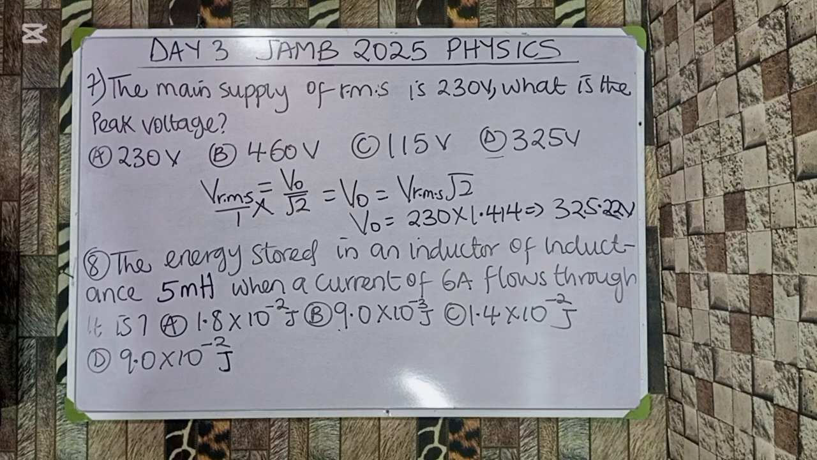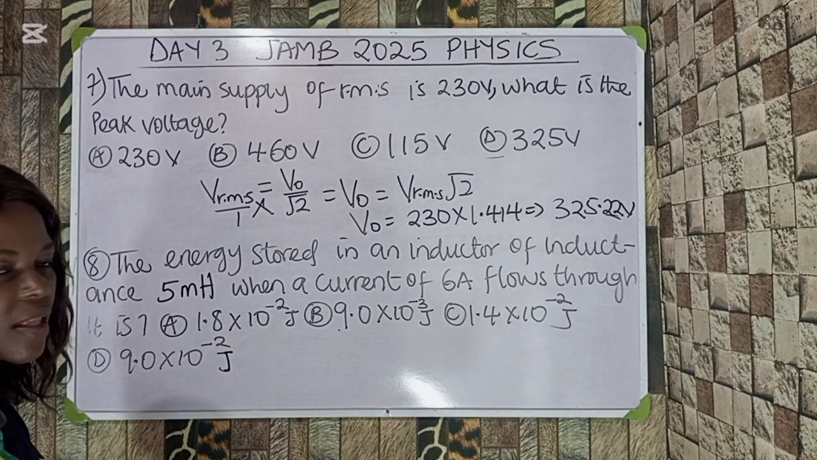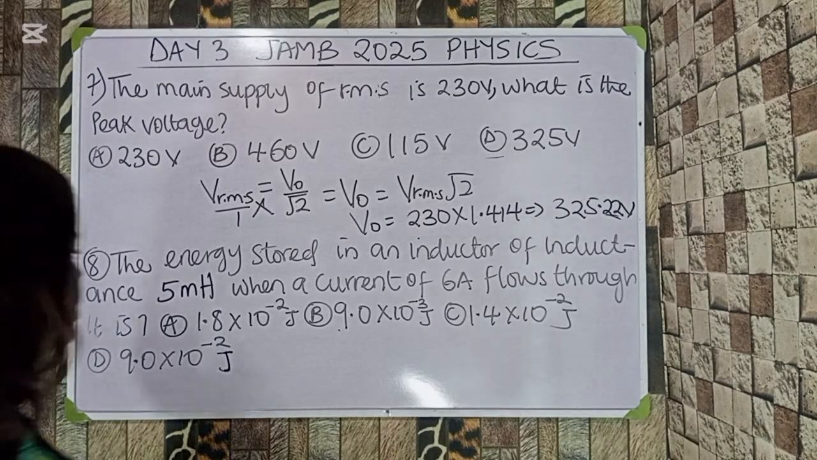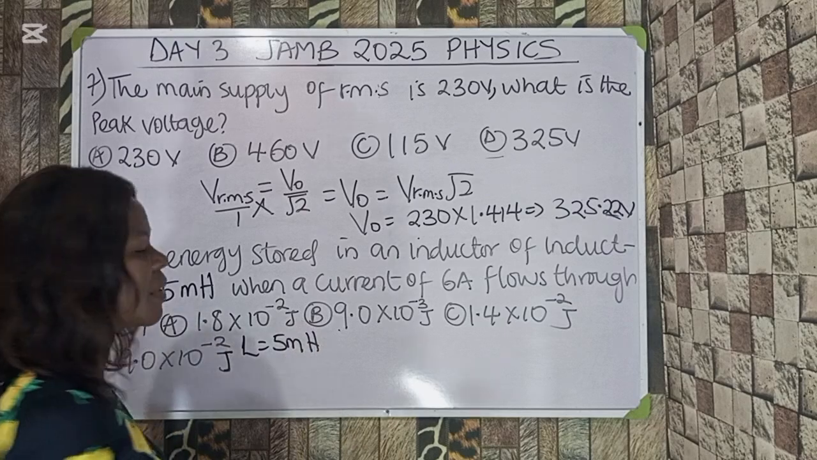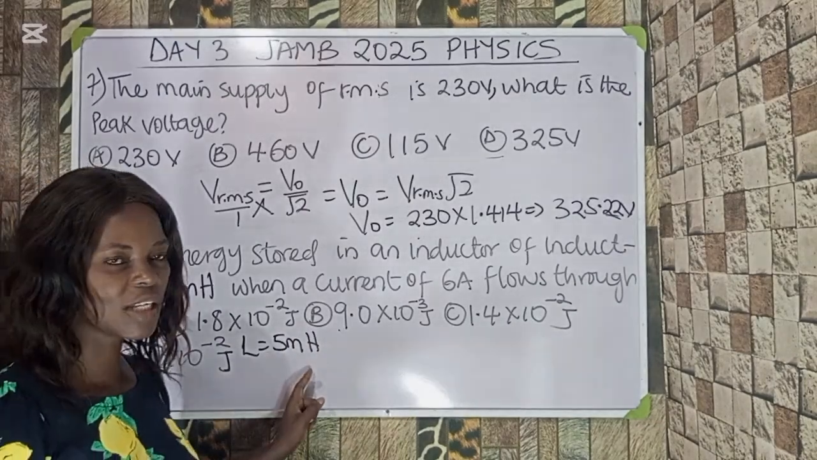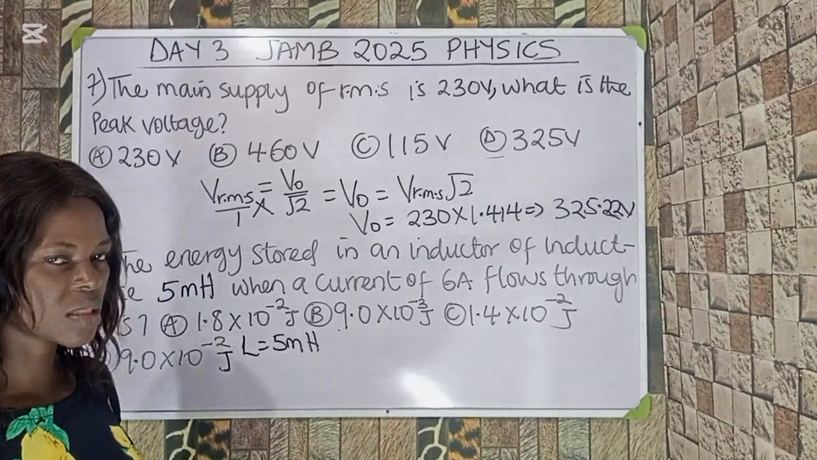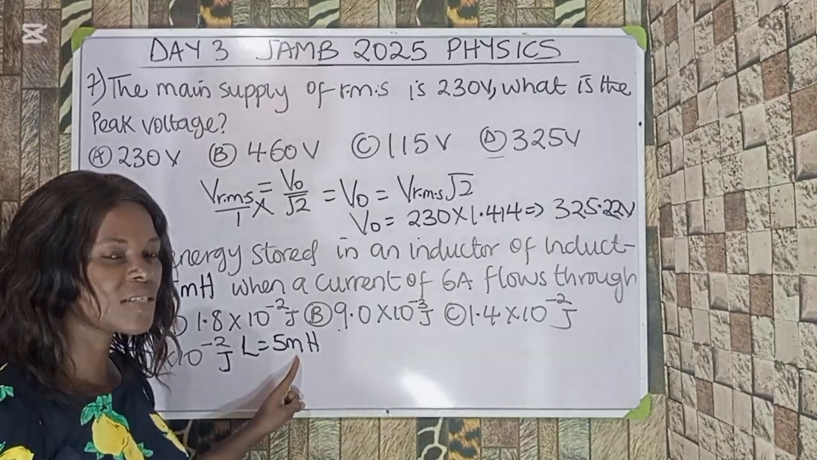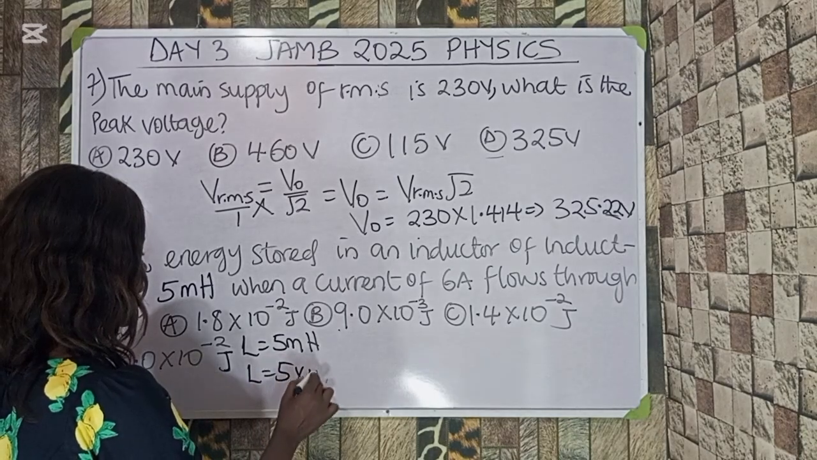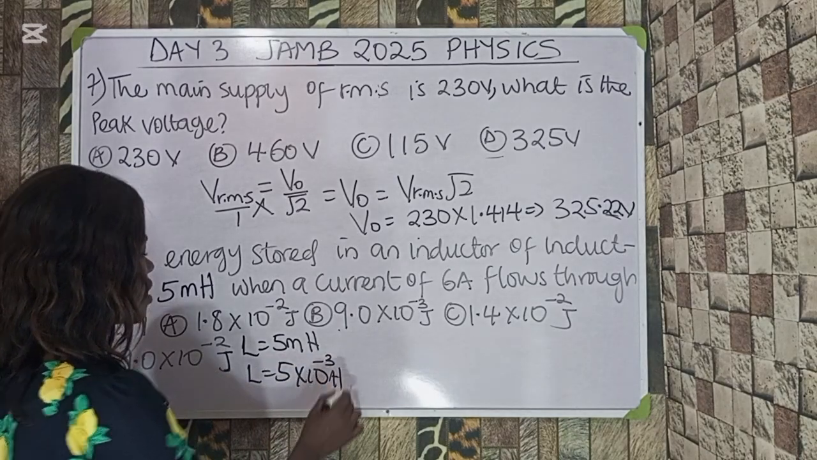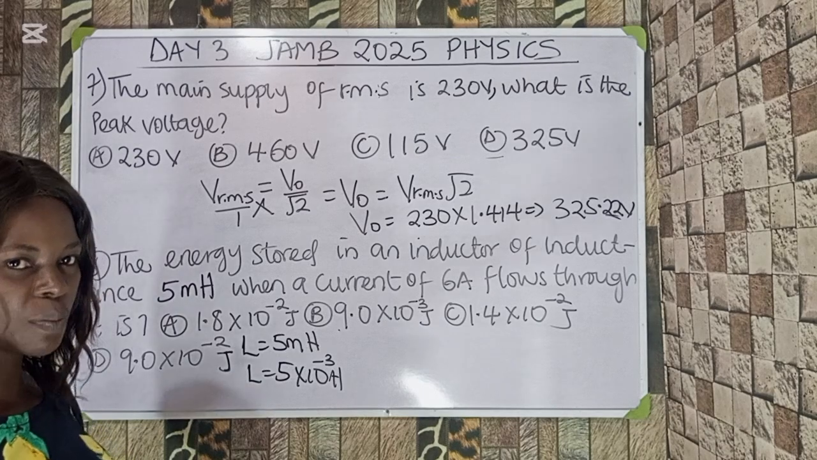Question 8. The energy stored in an inductor of inductance 5 millihenry when a current of 6 amperes flows through it is what? So we have the following options. So let's just solve it out, okay? Now we have the inductor of inductance L to be 5 millihenry. Remember that anytime you see any small letter attached to a number that is not its usual unit, that means that symbol meant something and it is supposed to be converted, okay? Simply this is 5 multiplied by 10 power minus 3, right? So you must remove this milli. It's as simple as that, okay?